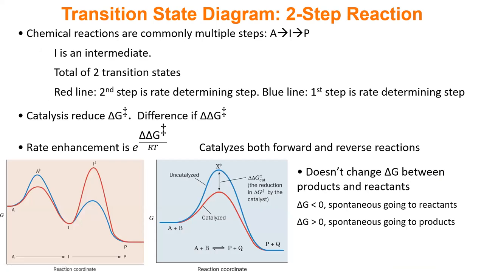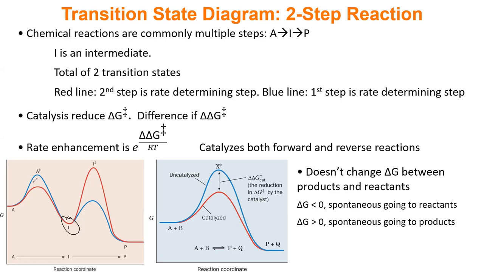Now, the reactions we were just looking at were a simple one-step reaction, right? One transition state. However, it is possible to have multiple steps. That is, you have two transition states. And when you have two transition states, you're going to have what's called an intermediate. So that's what's being shown on this reaction coordinate diagram.